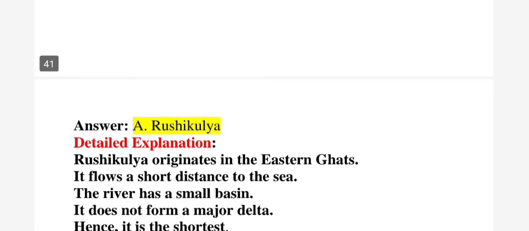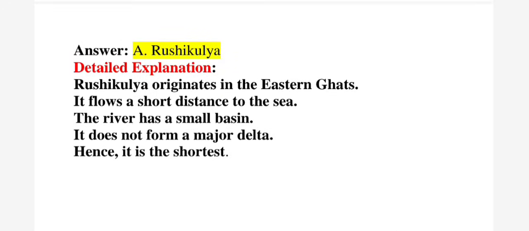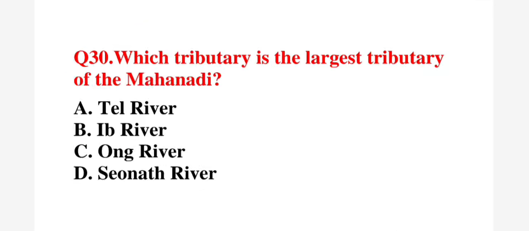Okay, let us see Rusikulya. Rusikulya originates in the Eastern Ghats. It flows a short distance to the sea, and the river has a small basin. It doesn't form a major delta, hence it is the shortest. So it has been written here. So let us move to the next question.